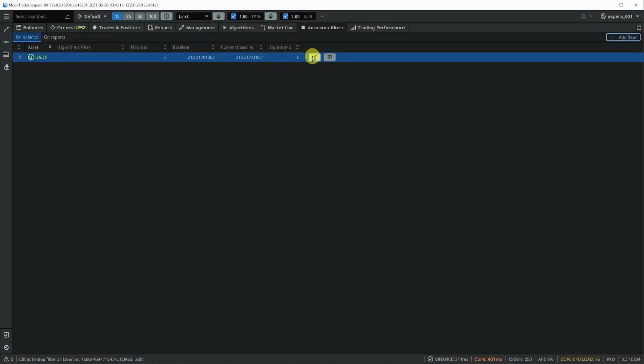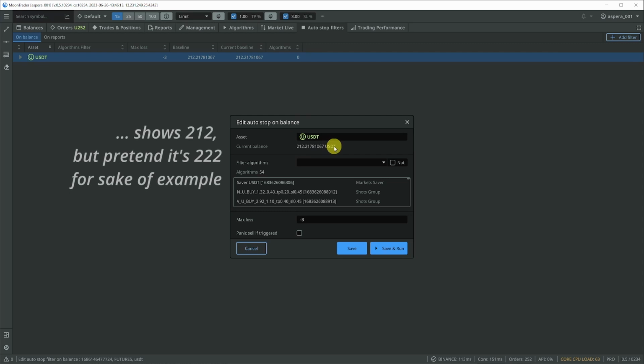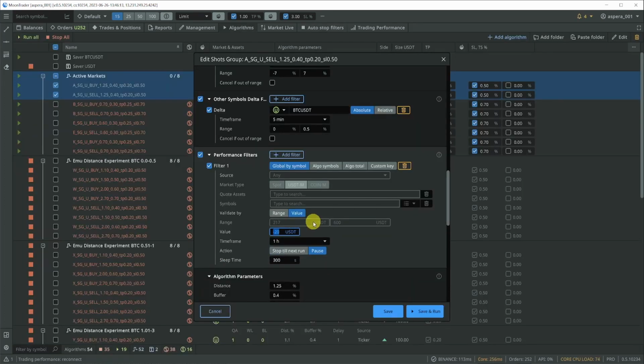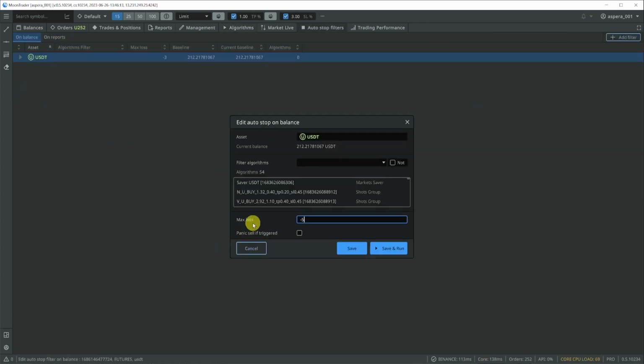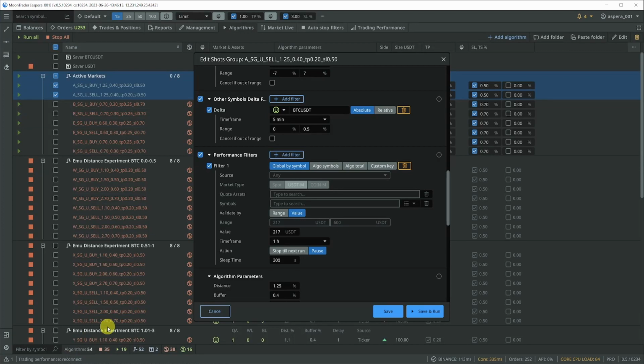Important to note is that this is not a relative value, but an absolute value, unlike what you have in the auto-stop filters. So if I currently have a balance of 222, to avoid losing more than 5 USDT, in the auto-stop filter, I would put -5. But in the value here, I would put 217, assuming that my source is the global account on all coins. Another difference is that the auto-stop filter automatically adjusts the baseline up as you earn more profit. But here in the performance filter, this is a fixed number unless you change it manually.